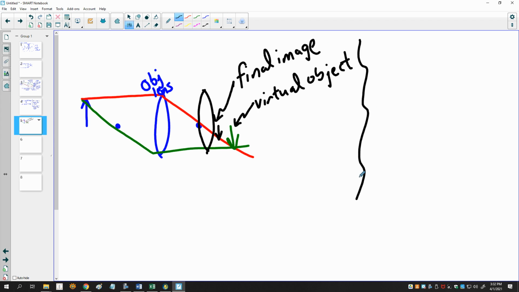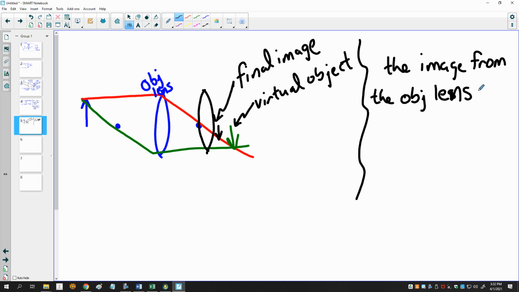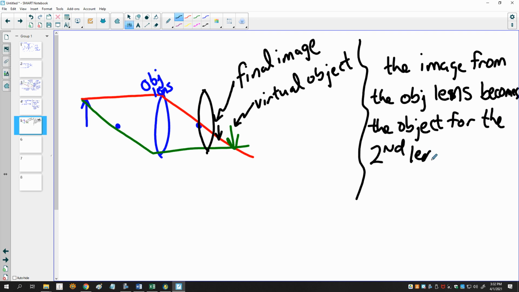What's happening here is that the image from the first lens, that's our object lens, that's the first lens that we put in, becomes the object for the second lens. That's our test lens. That's what we're calling our test lens.